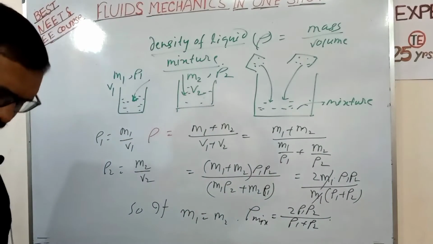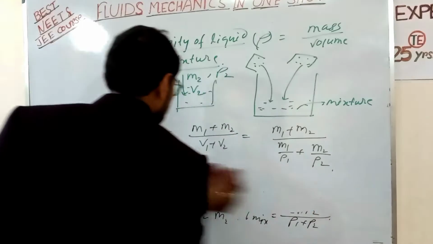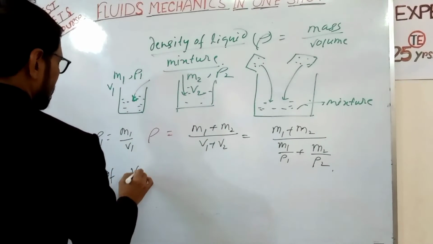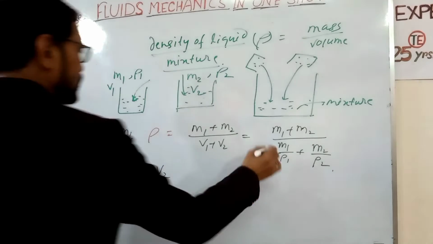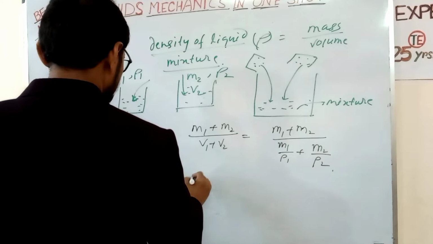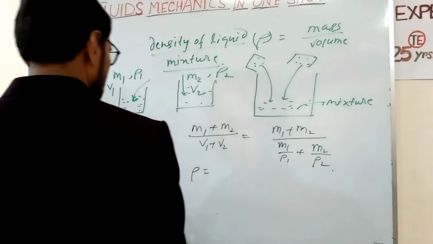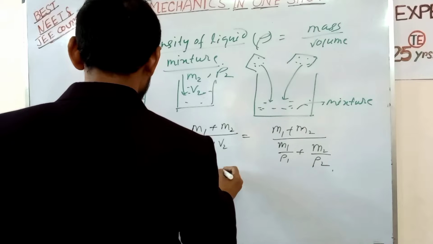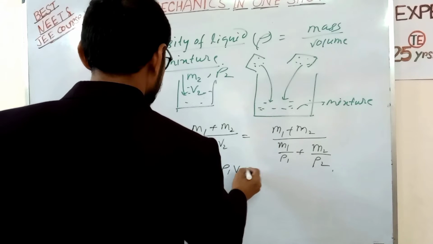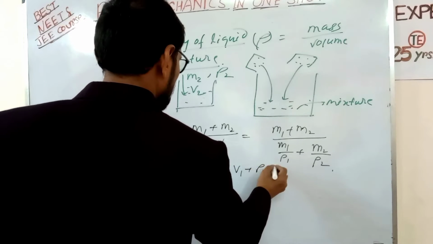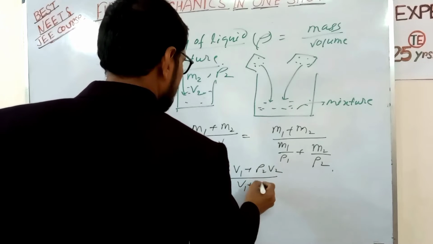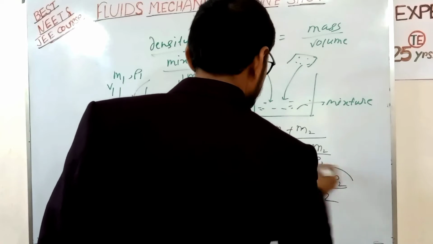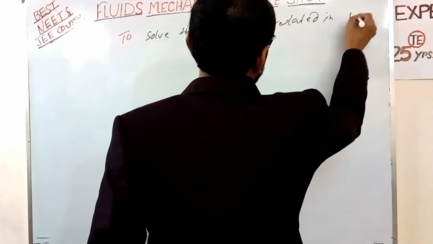Now if the volumes are equal, what is the formula? We eliminate mass using mass equals rho into volume, so rho equals (rho1 v1 plus rho2 v2) by (v1 plus v2). Putting v1 equal to v2, we get (rho1 plus rho2) by 2. If v1 equals v2, we get this result.